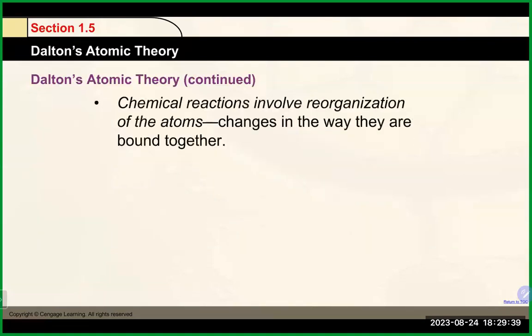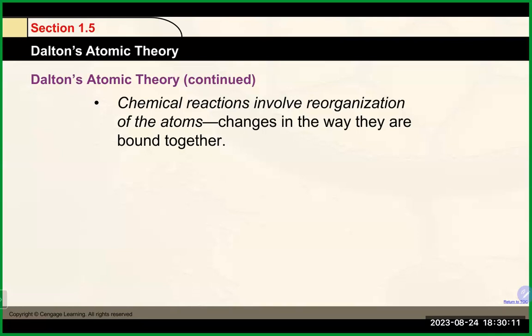He also said that chemical reactions involve the reorganization of atoms, changes in the way they are bound together, and that is true. Definitely in chemical reactions, that is what takes place. All that takes place is we break all the bonds on the starting stuff and we reassemble everybody on the other side and make new bonds. So kind of break bonds, make bonds. We don't change elements or anything like that. So when we have a chemical reaction, which is what he's talking about there, that is absolutely true.